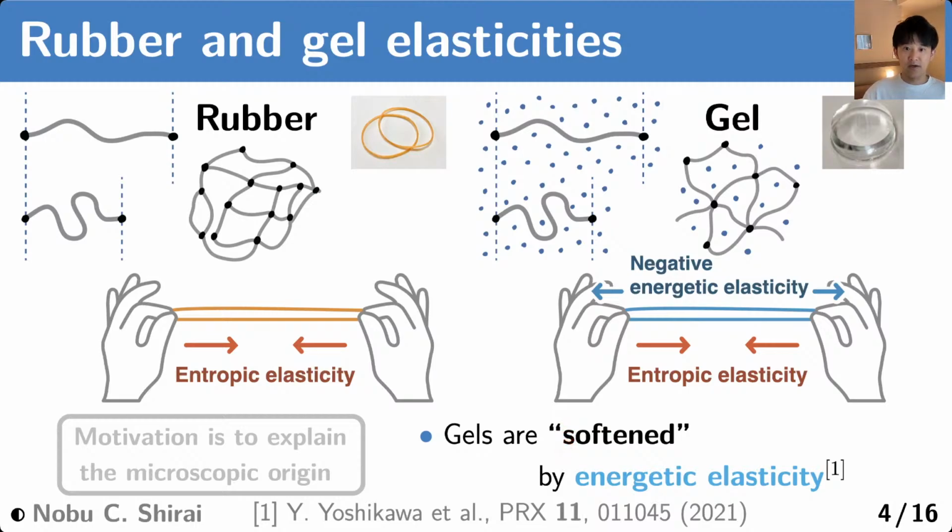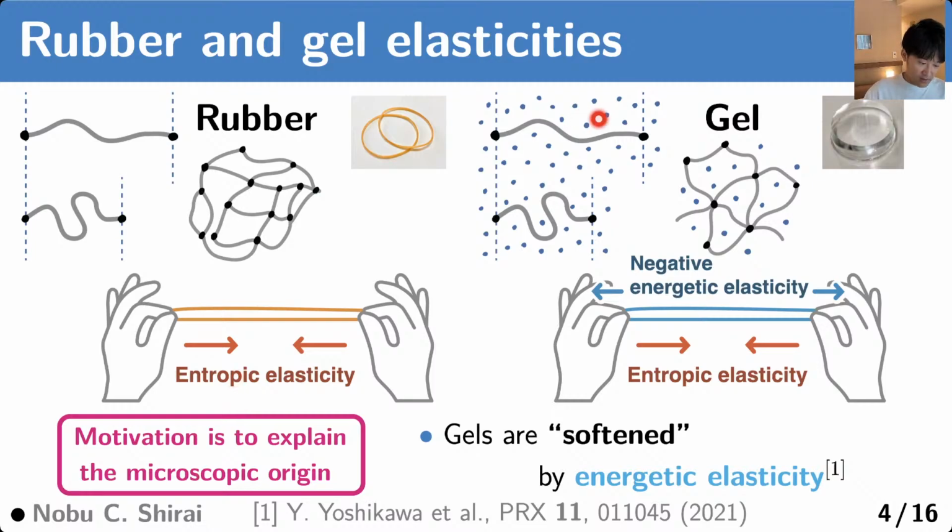So the prior experiment showed that gels are softened by energetic elasticity. The direction of force is opposite from this entropic one, and this helps us to deform the gel. So in that sense, this elasticity is negative, so we call it negative energetic elasticity. And our motivation of this work is to explain the microscopic origin of negative energetic elasticity.